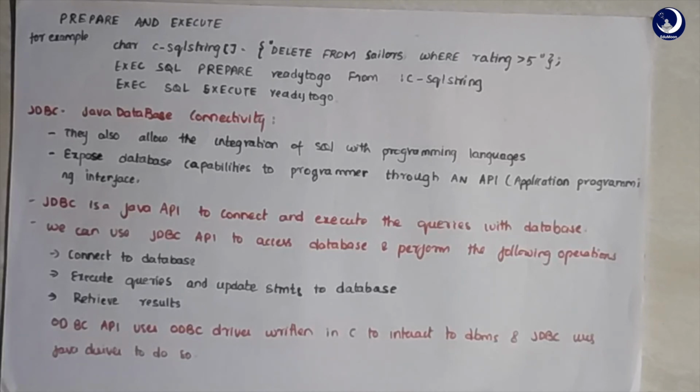So JDBC is a Java API to connect and execute queries with the database. This is an API which usually connects to our database and executes the queries with the database, right? We can use the JDBC API to access the database and perform the following operations. The first operation is that we can connect to the database. Once we are connected, we can execute the queries and update statements to the database. And finally, we can retrieve the results and present them to the user who is in the front end, that means the other side of the API, which is the graphical user interface.